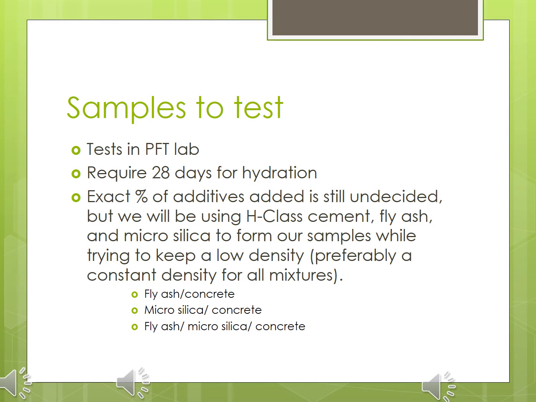We will be trying to keep not only a low density but also a constant density for each mixture sample. This will allow us to compare and analyze our results to decide which ratio of fly ash and microsilica is more beneficial to H-class cement.